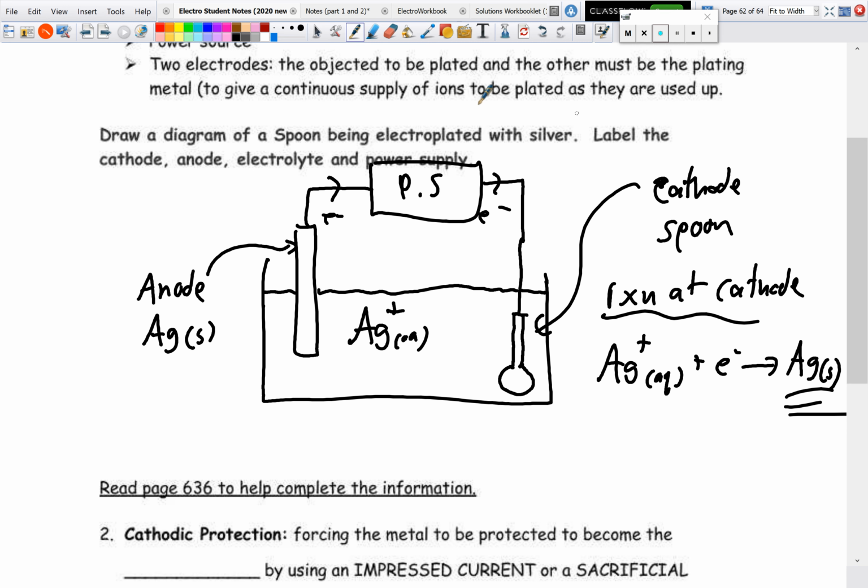So that's just how electroplating works, and you'll notice that really it's the exact same diagram we've seen before. The only difference is the cathode right now is just the object that we're trying to protect or plate with something, and that can be anything.